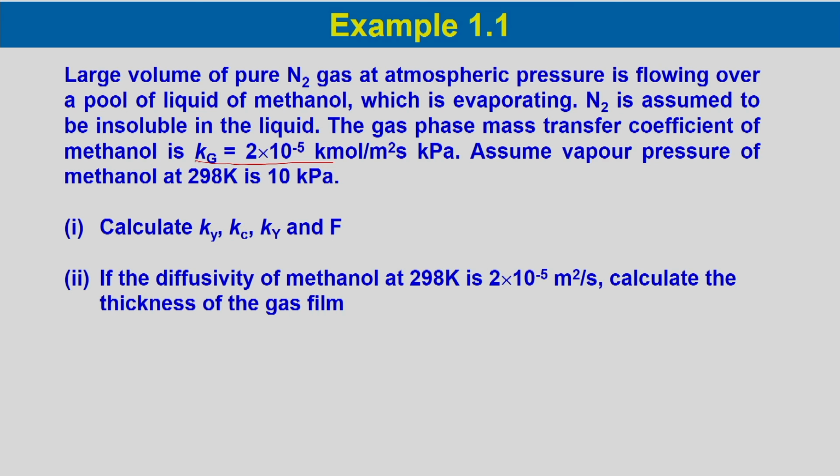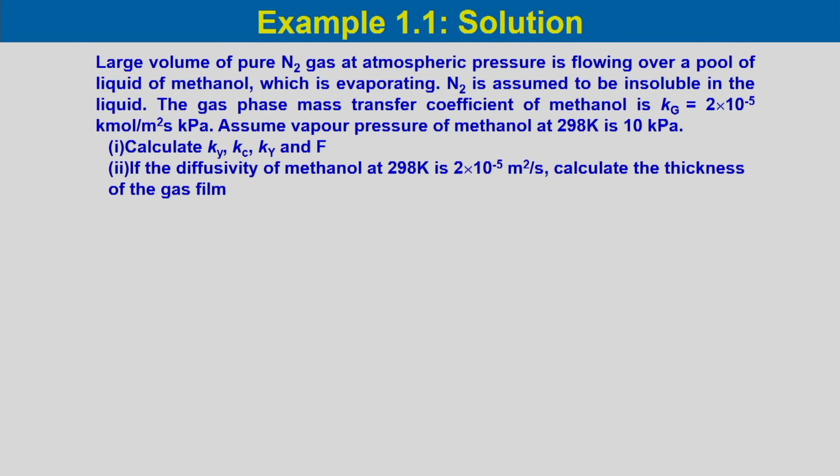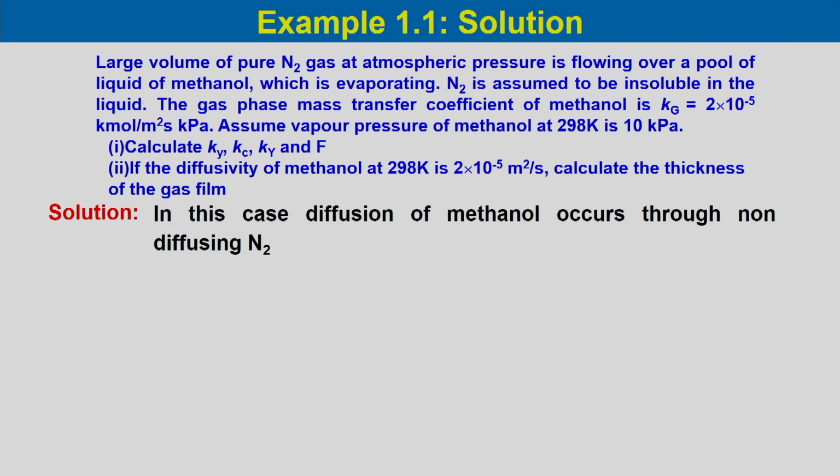Now, we need to calculate Ky, Kc, capital Ky and F. If the diffusivity of methanol at 298 Kelvin is 2 into 10 to the power minus 5 meter square per second, calculate the thickness of the gas film. So, here the diffusivity value is also given, along with the mass transfer coefficient in the gas phase. Now, in this case the diffusion of methanol occurs through non-diffusing nitrogen.